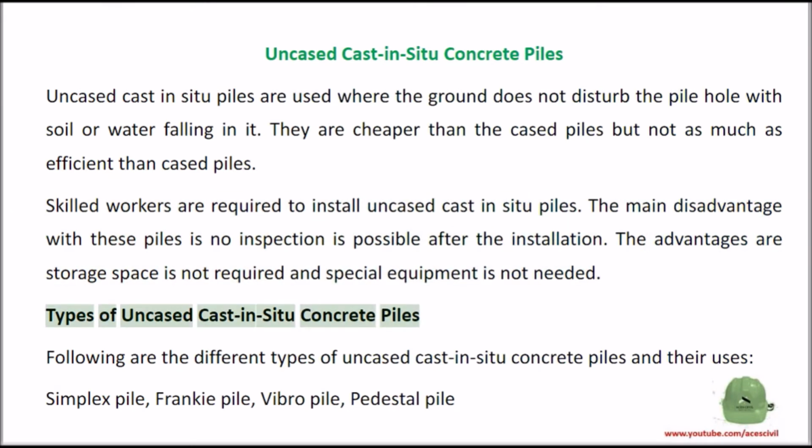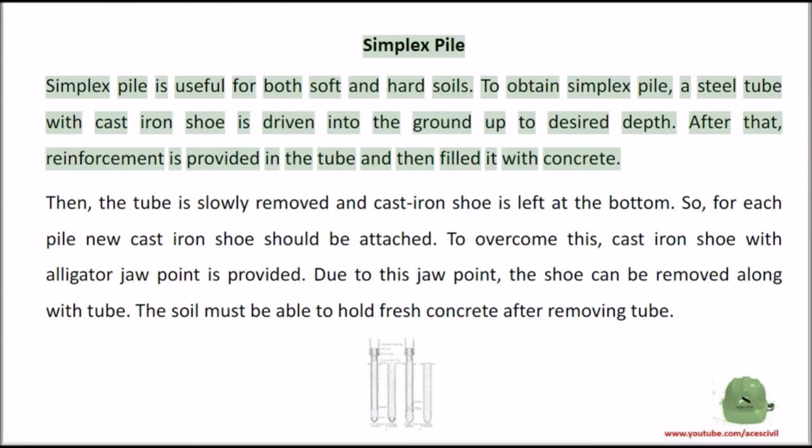Types of uncased cast in situ concrete piles. Following are the different types of uncased cast in situ concrete piles and their uses: Simplex pile, Franki pile, Vibro pile, Pedestal pile. Simplex pile. Simplex pile is useful for both soft and hard soils.